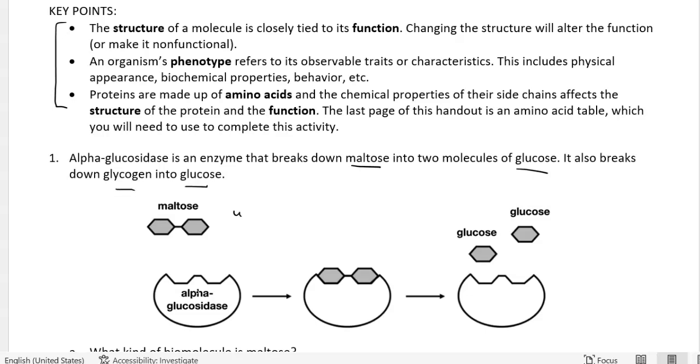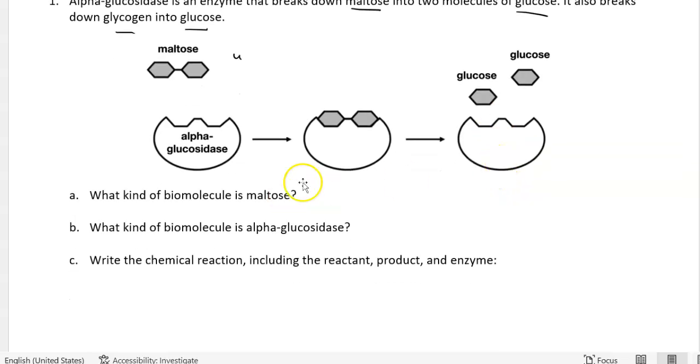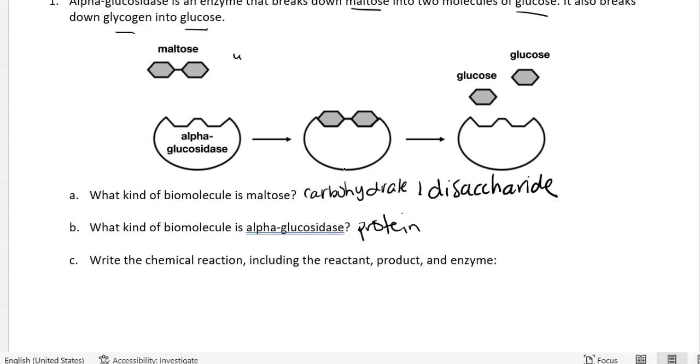So here we have a diagram of maltose binding alpha-glucosidase on the active site and then releasing 2 molecules of glucose. Maltose is, almost everyone got that correct, a carbohydrate. More specifically, it is a disaccharide. What kind of biomolecule is alpha-glucosidase? It is a protein, because enzymes are proteins.